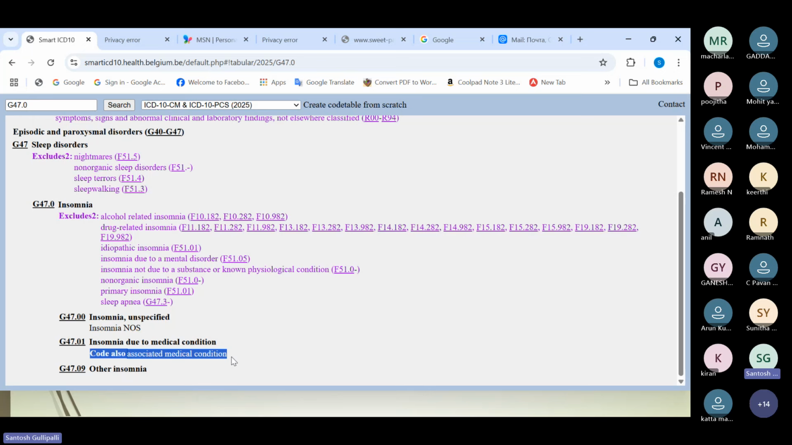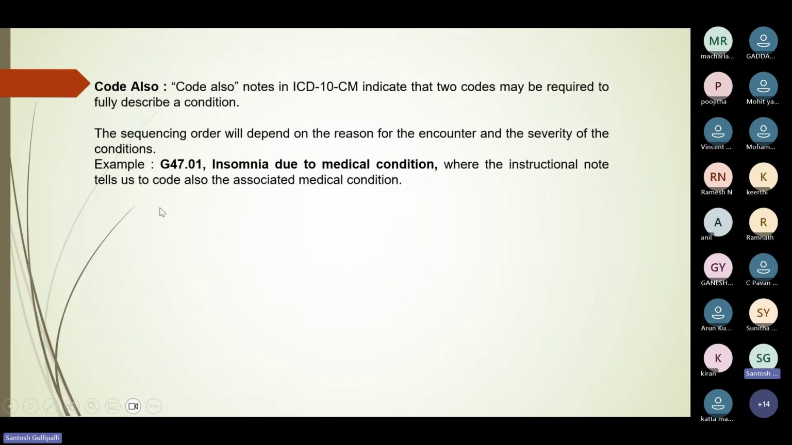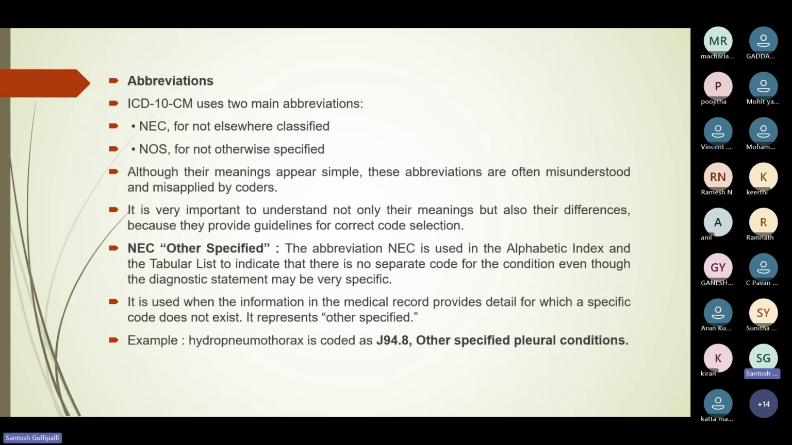Now the patient comes to the hospital for insomnia. After evaluation, the physician confirmed the insomnia is due to dehydration. So that time you can code G47.01, insomnia due to medical condition, and you can give an additional code for dehydration. So that is code also. Code first, use additional code, and code also are very important in the interview pattern.